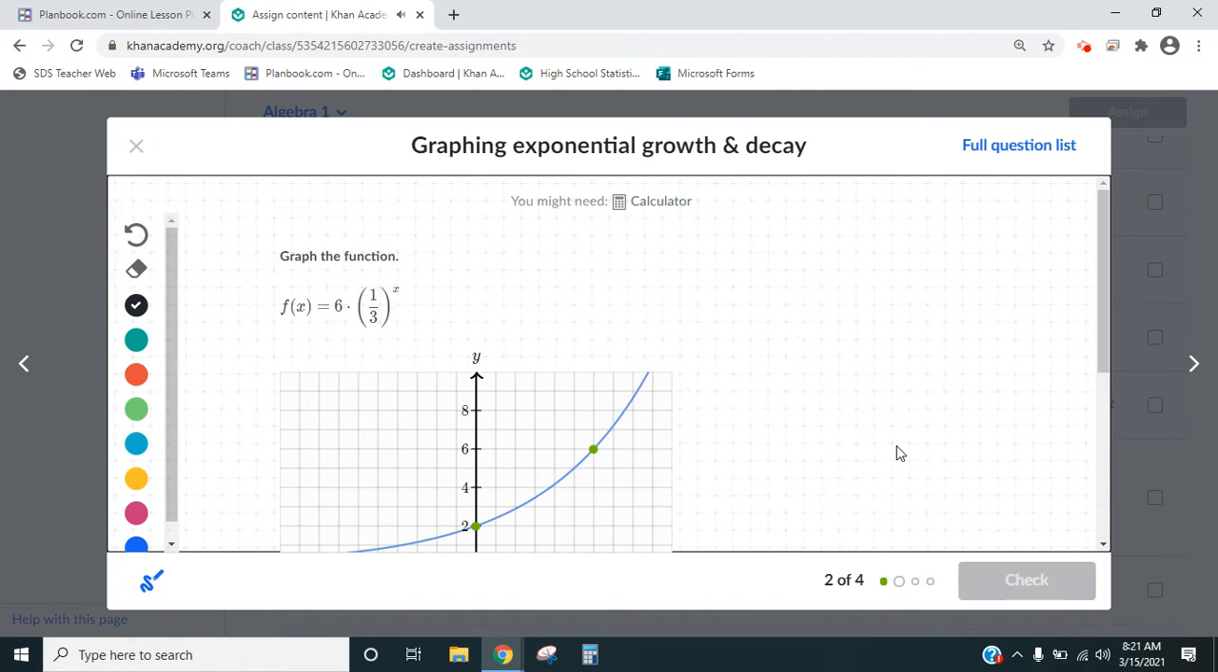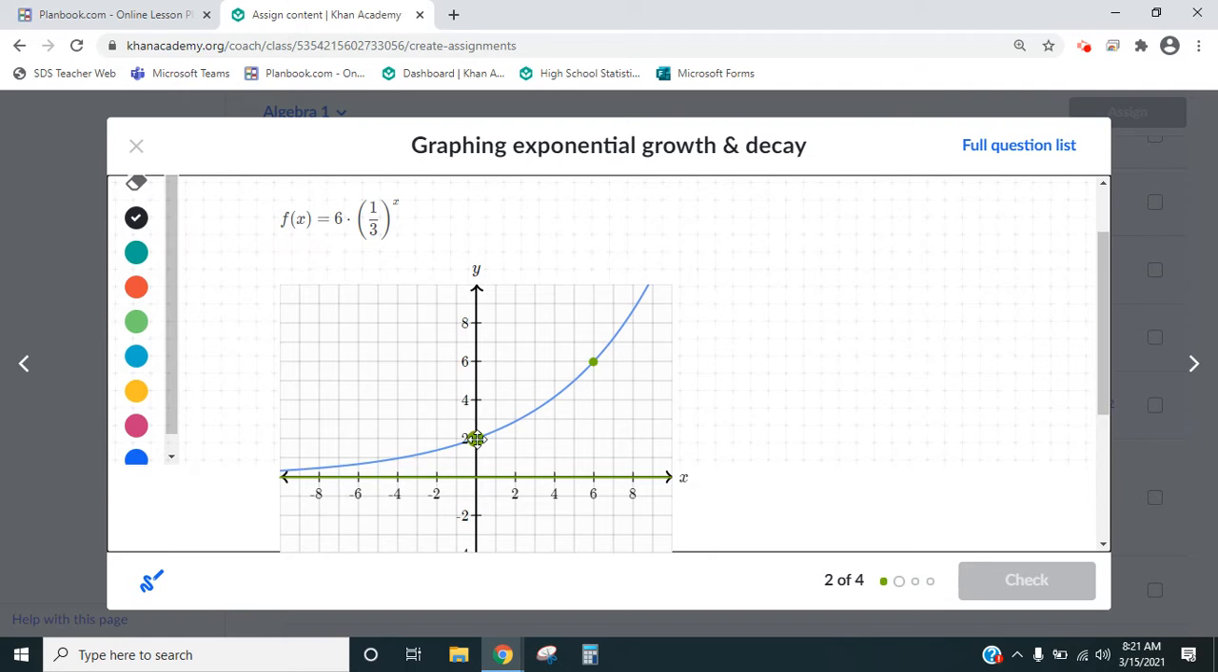All right. Next, here we go. Start at 6, and it has growth of 1/3. Yeah, it's going to decay, right? It should be, it's a number under 1. So it should be something like this. So we're going to start at 6.